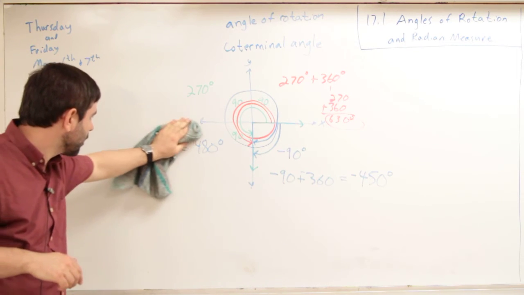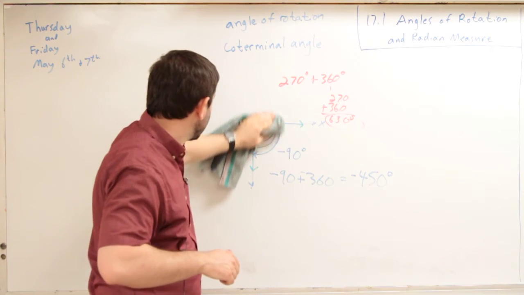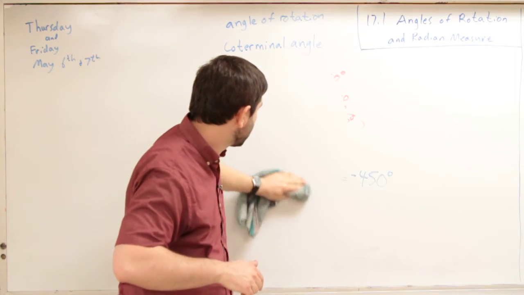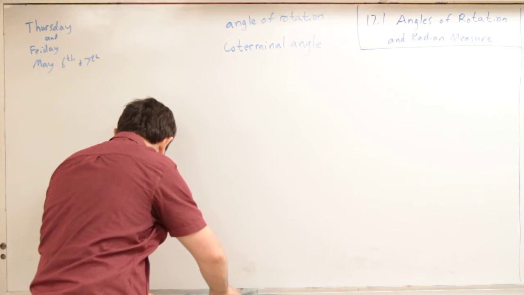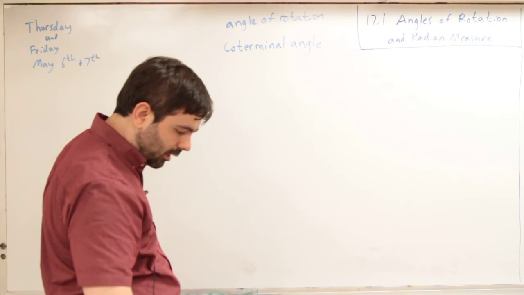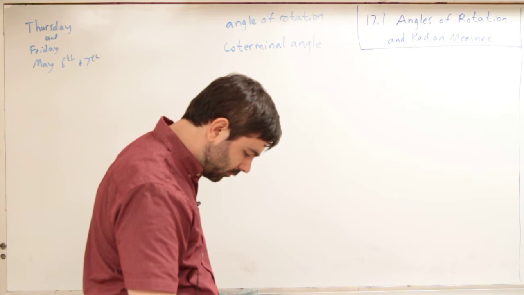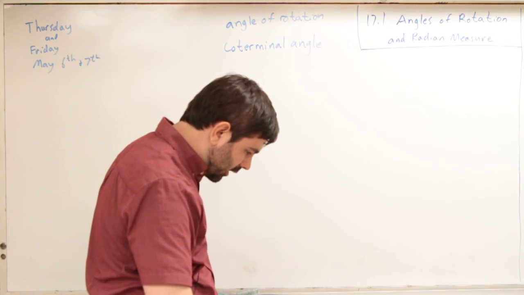You will have homework questions about that, giving you an angle and asking you to find two positive coterminal angles with that one and two negative coterminal angles. Okay.